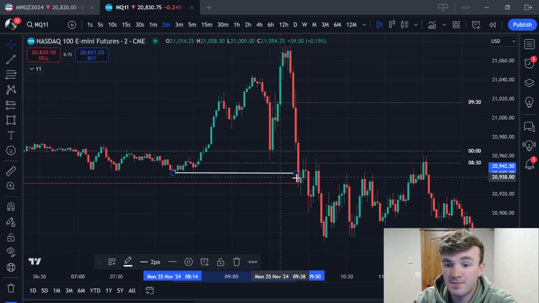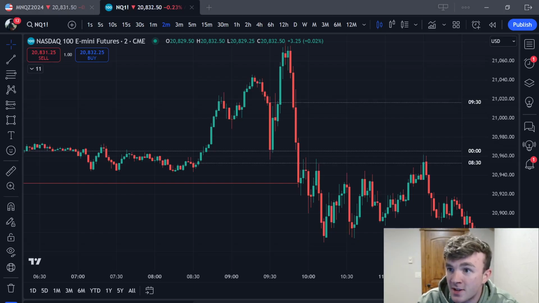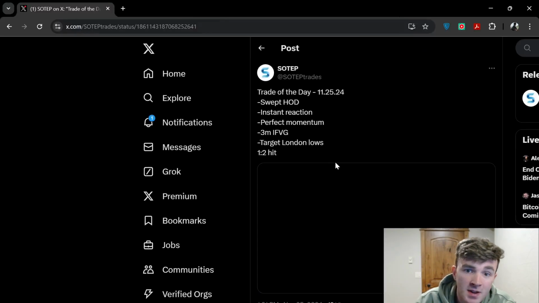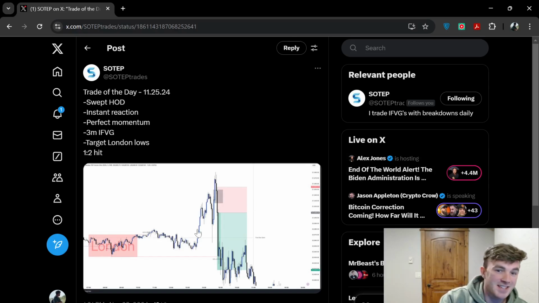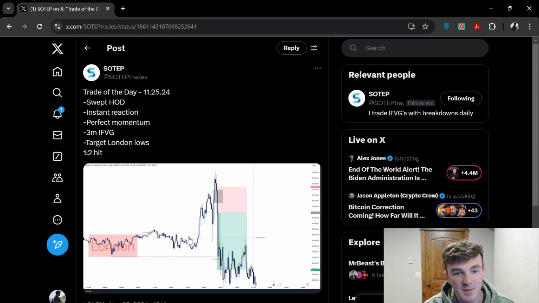Then let's look at some more trades. So I believe Sotep had a trade. It might be the same exact trade. Yep. He points out that you can see here we got that inversion. We went straight down to London's lows, and I see he has the session highs and lows indicator up now. So that's pretty cool.